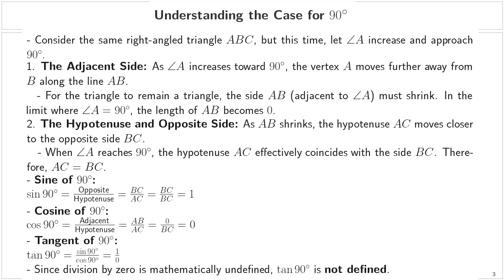Finally, let's look at the tangent of 90 degrees. We can find this by taking the sine of 90 degrees divided by the cosine of 90 degrees. This gives us 1 divided by 0. As you know from your basic arithmetic, division by 0 is mathematically impossible, so we say that the tangent of 90 degrees is not defined.